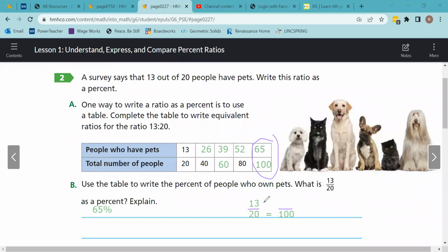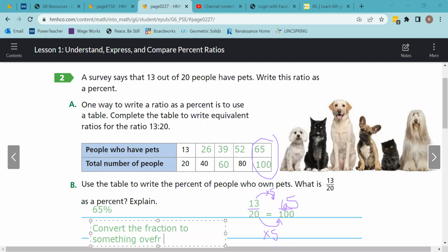You can write this down if you'd like. If you just want to listen, that's fine. How do you get from 20 to 100? Take it times 5. How do you get from 13 to 100? Take it times 5. And I believe 13 times 5 is 65. Yes, so 13 out of 20. Essentially, we have to convert the fraction to something over 100.